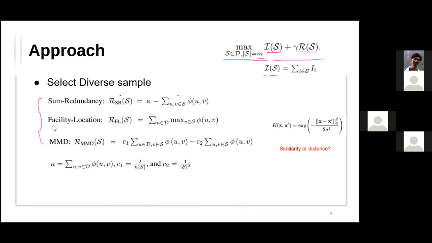Okay, that's it. And then the second method is called facility location. It tries to maximize the average similarity between a training point and its most similar point in S. So we go through every training point and find its most similar point in S, and we try to maximize the value. And the third method ensures that the M selected influential points are similar to the training data, but they should be different from each other.